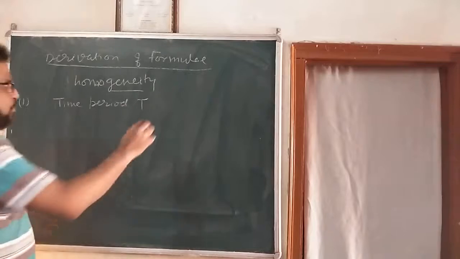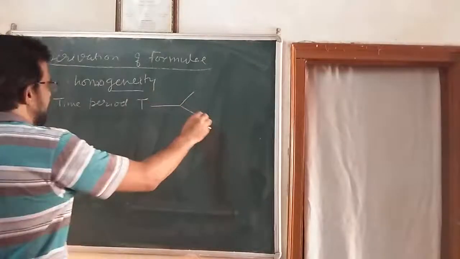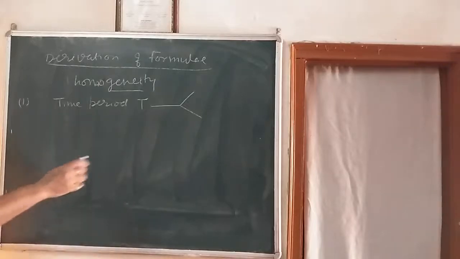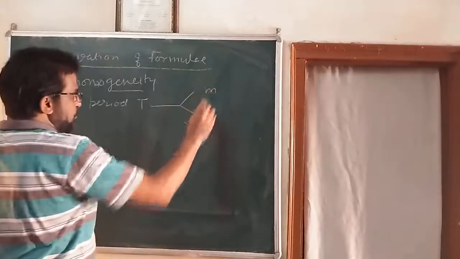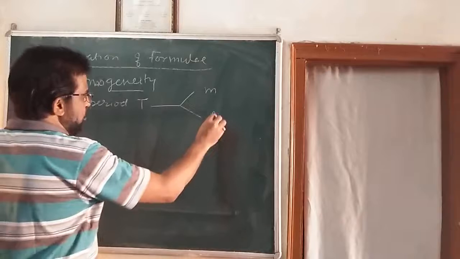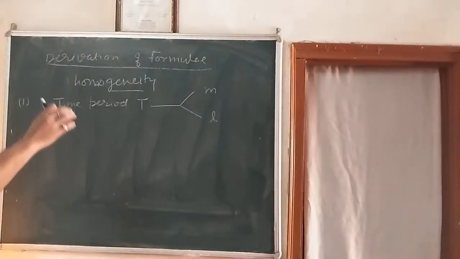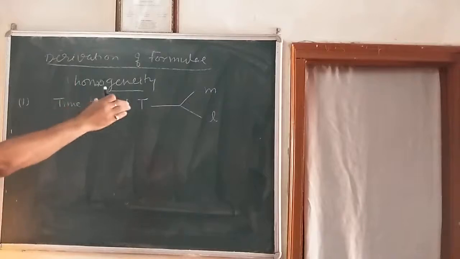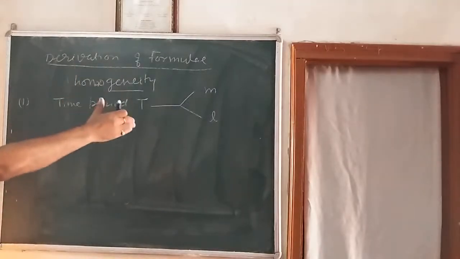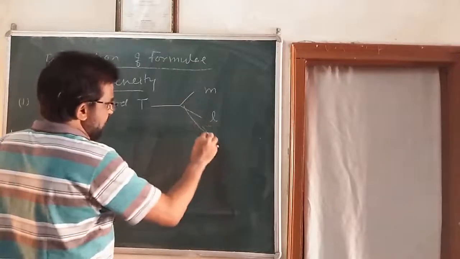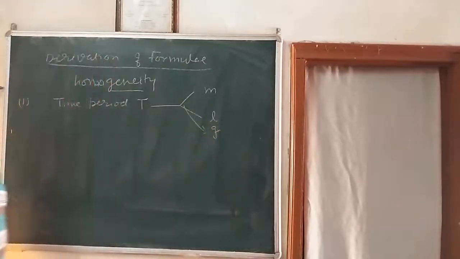which may depend upon the mass of the bob and length of the pendulum. Then find out the mass of the bob, length of the pendulum and acceleration due to gravity. Then derive the formula using dimensional analysis.